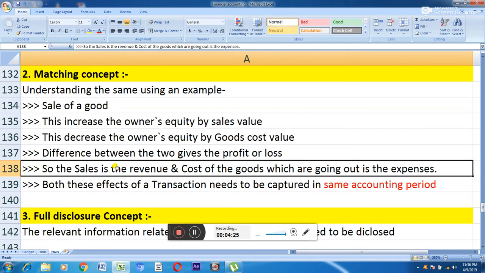So the sales is the revenue and the cost of the goods which are going out is the expense, and both these transactions, one being revenue and the other expense, are to be captured in the same accounting period. That is important.